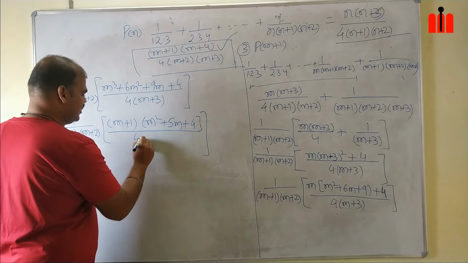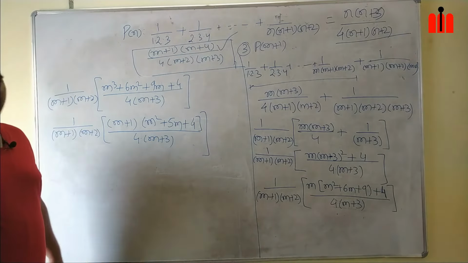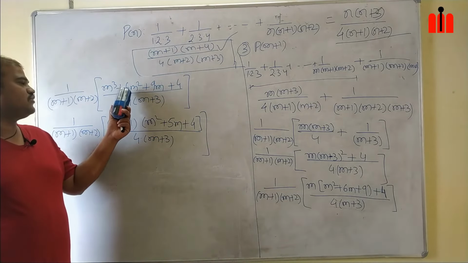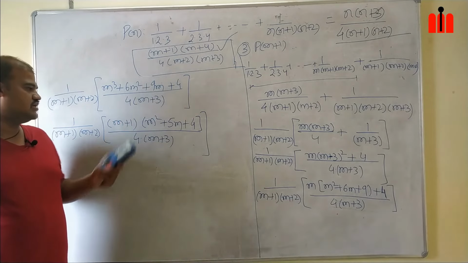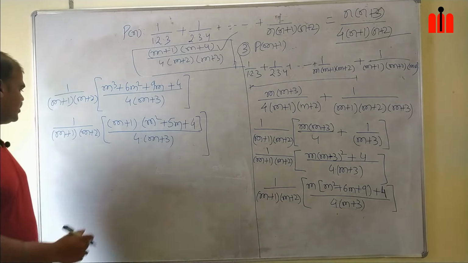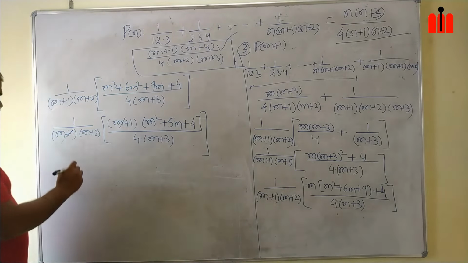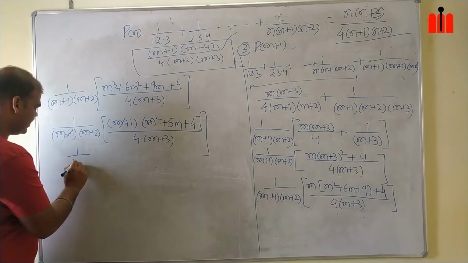Now it will be 4 into m plus 3. Okay, so my entire term m cube plus 6m square plus 9m plus 4 is written as m plus 1 into m square plus 5m plus 4. Here m plus 1 and m plus 1 will be cancelled. Okay, so I will be left with 1 by m plus 2.